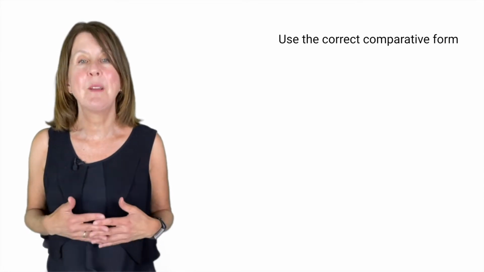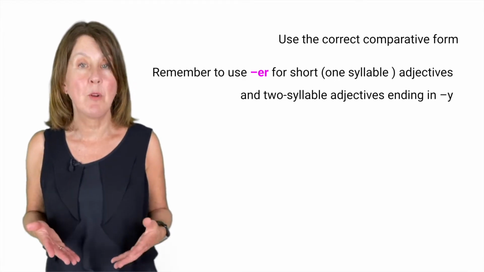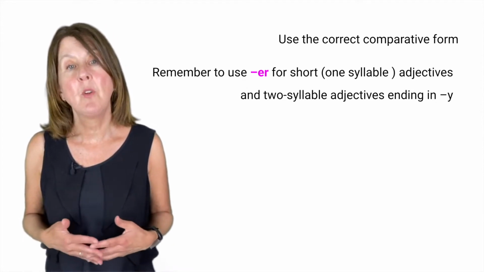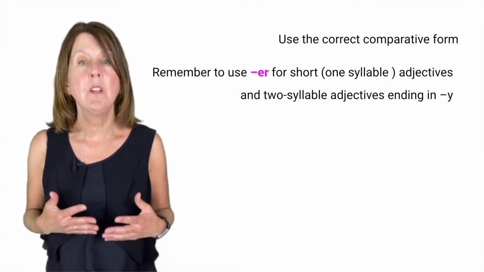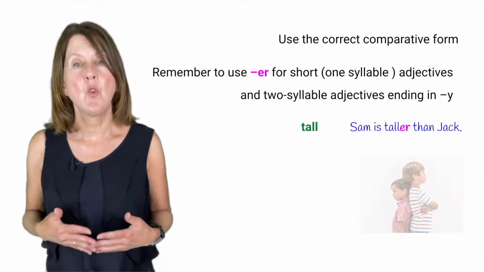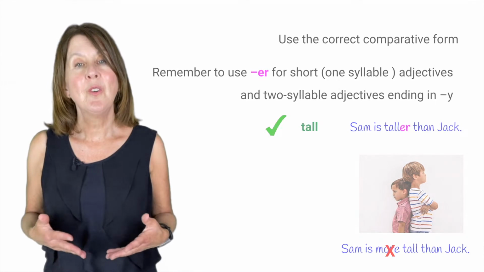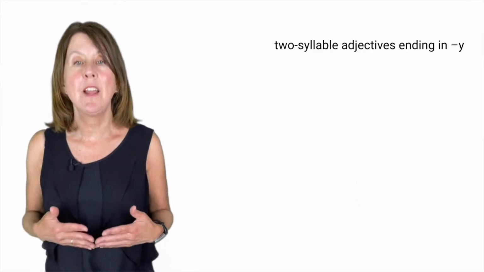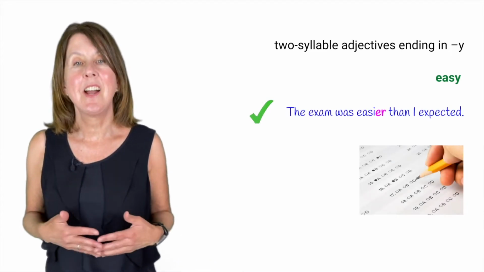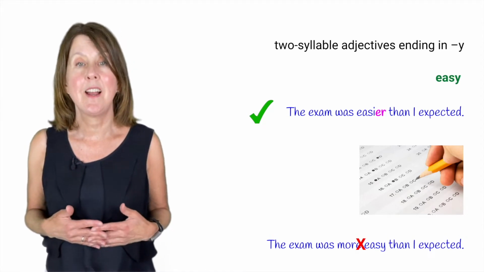Tip 2. Use the correct comparative form. Remember to use -er for short one-syllable adjectives and 2-syllable adjectives ending in y. So for example, a comparative using a short one-syllable adjective such as tall could be "Sam is taller than Jack" and not "Sam is more tall than Jack." Or a 2-syllable adjective ending in y, for example, easy. "The exam was easier than I expected," and not "the exam was more easy than I expected."